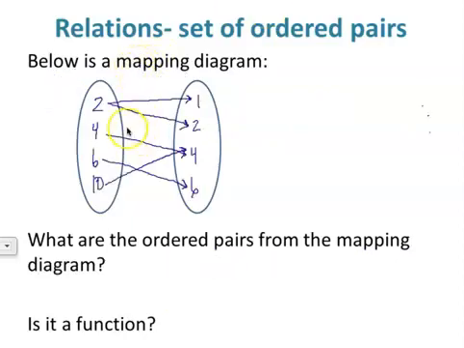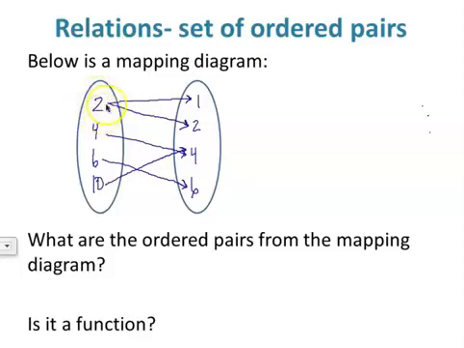Alrighty, so we've got a mapping diagram. The numbers on our left represent our inputs or our x values, and the numbers on the right represent our outputs or our y values. Let's use this mapping diagram to decide if this is a function. Remember, to be a function, each input can only have one output.